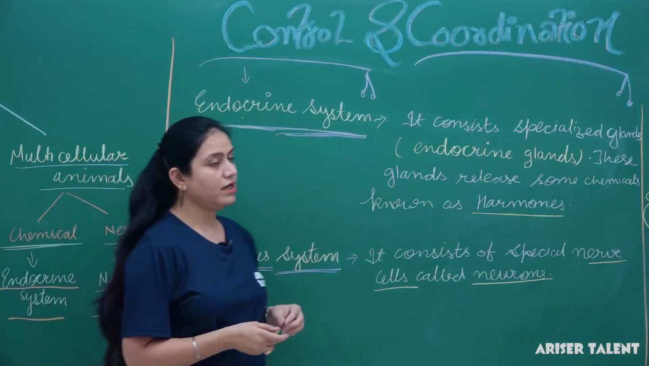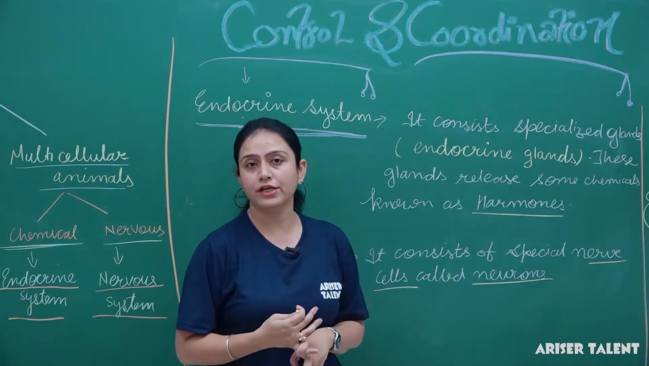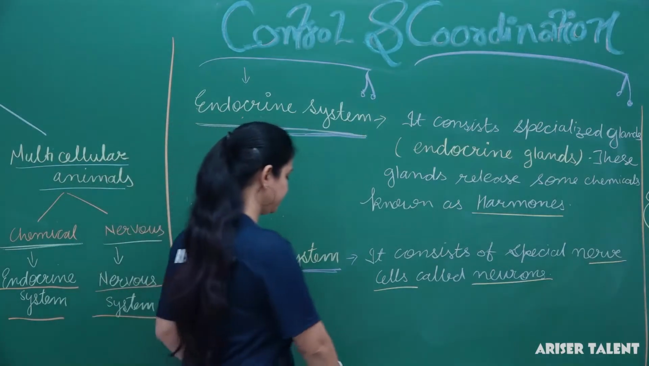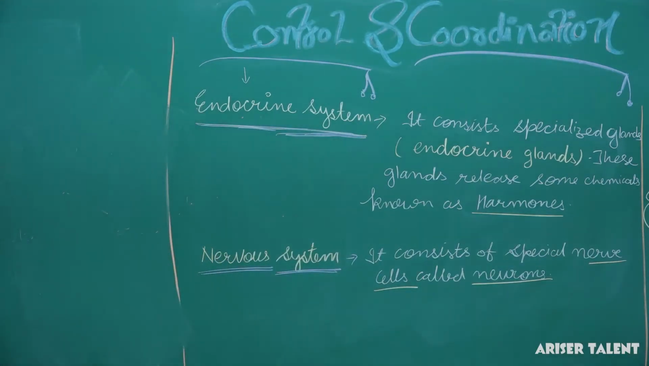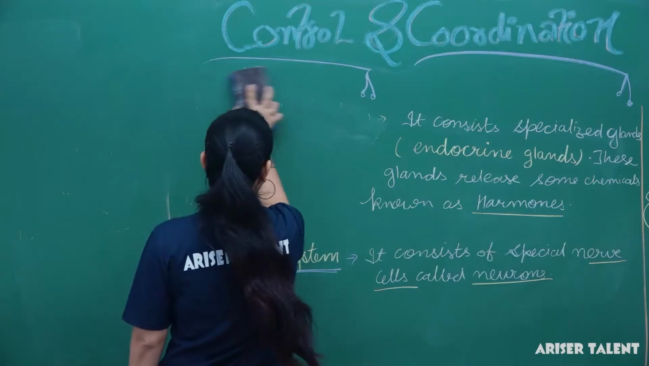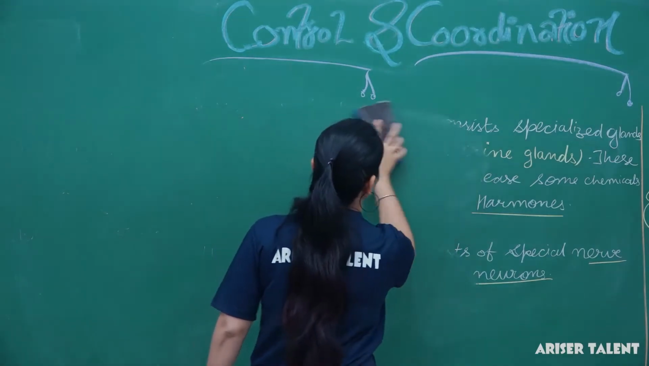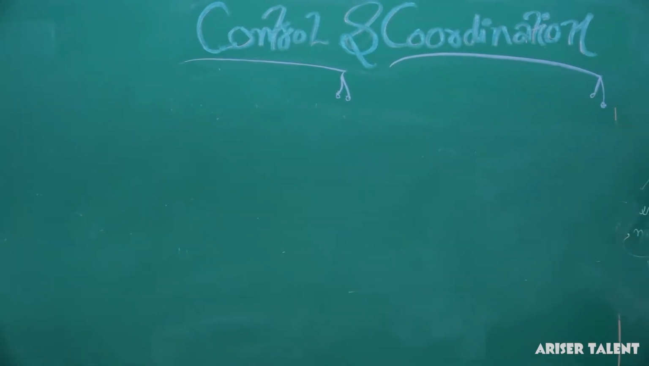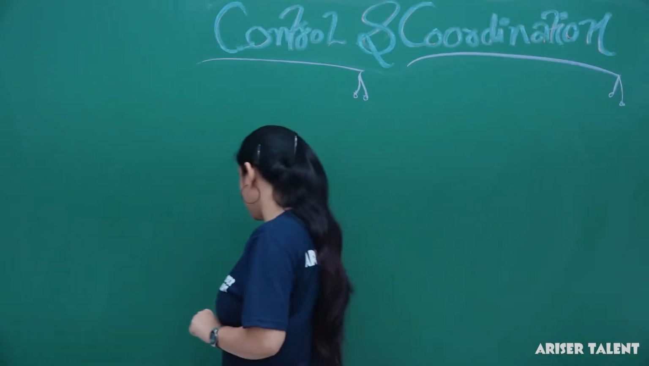Fine. So here I must say, we studied the meaning of control and coordination, and what kinds of control and coordination are shown by plants and animals. Now we will talk about the nervous system. What is nervous system? As I told you, the nervous system consists of nerve cells, known as neurons. Now we will talk about the structure of these neurons.